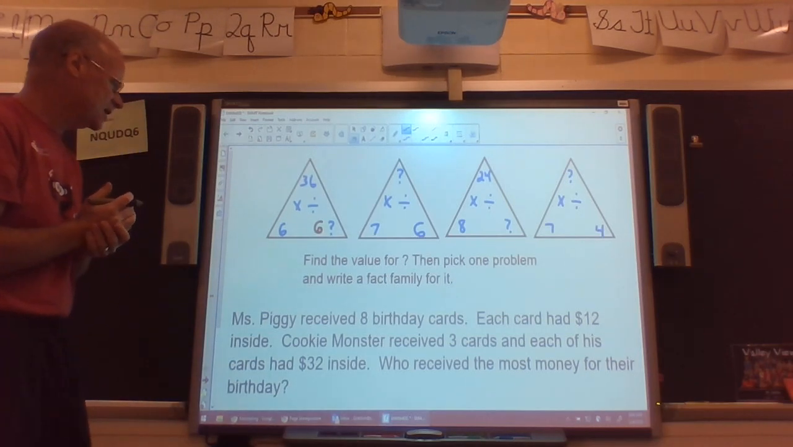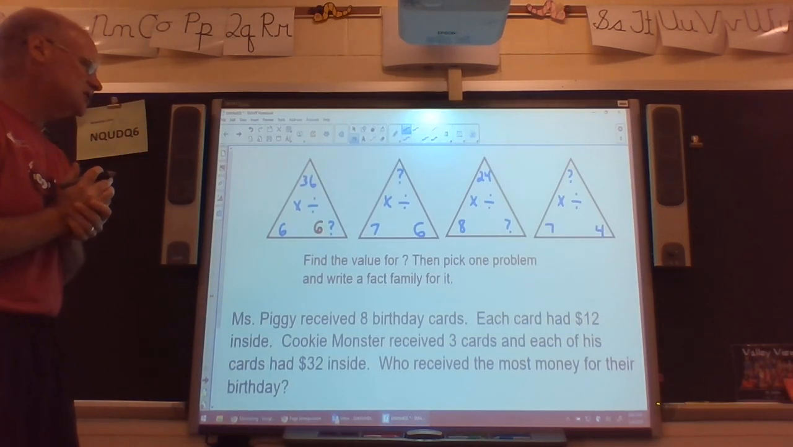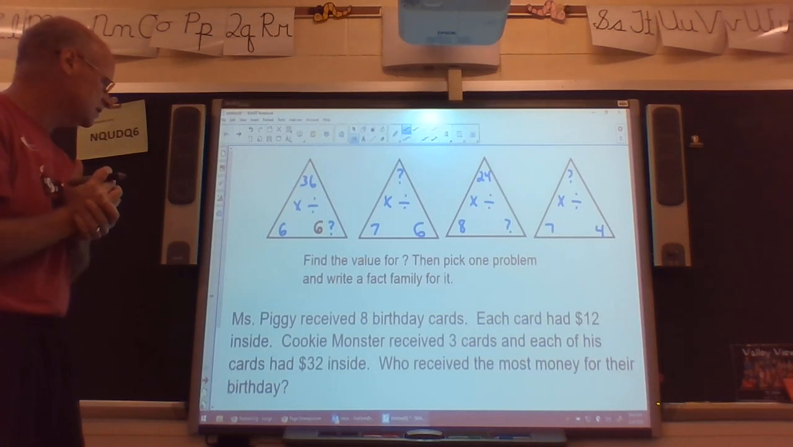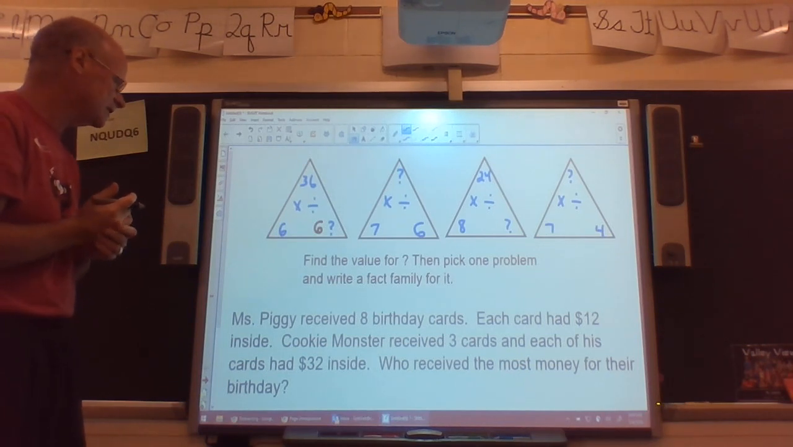And this one is, Miss Piggy received 8 birthday cards. Each card had $12 inside. Cookie Monster received 3 cards, and each of his cards had $32 inside. Who received the most money for their birthday?